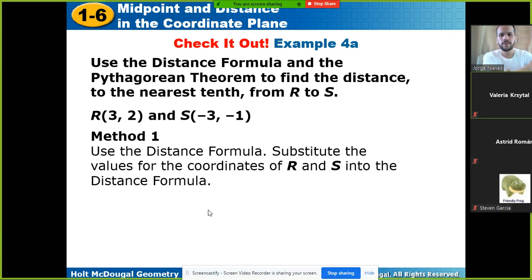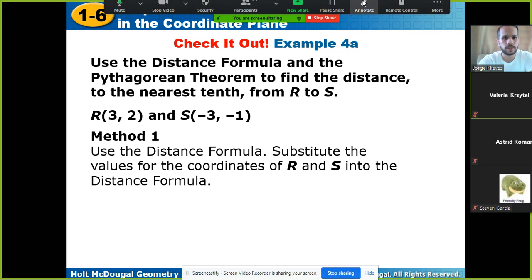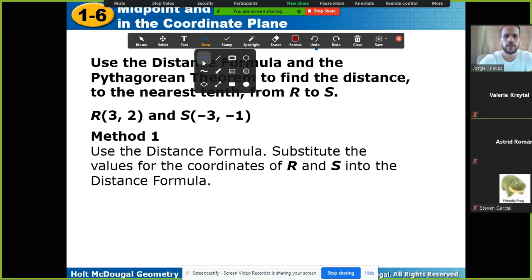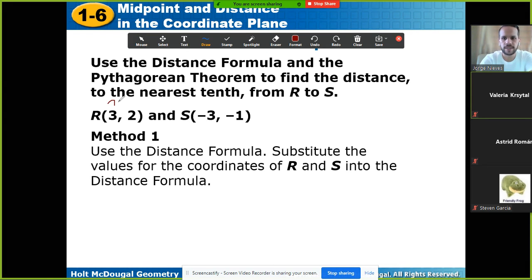Okay. Use the distance formula and the Pythagorean theorem. So we got squares. The coordinates of R are 3 and 2, and S is -3 and -1. Okay, so we're going to start using the distance formula. Remember this, students. Tienen que recordar esto. Lo he dicho varias veces. This is x1. This is y1. So this is going to be x2 and y2.